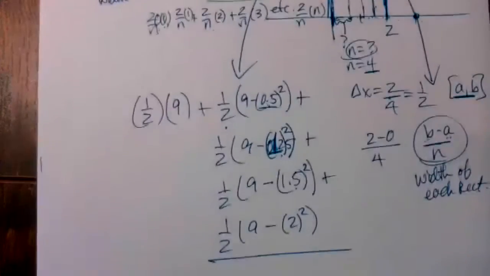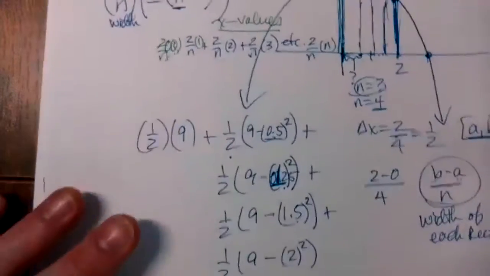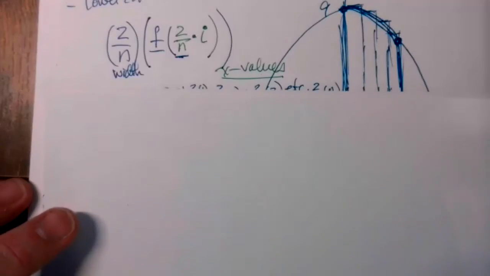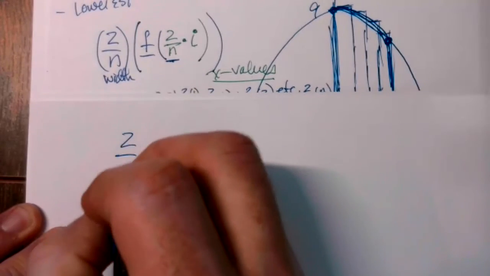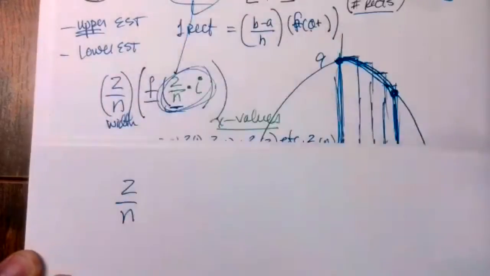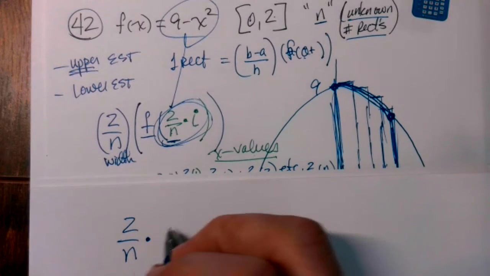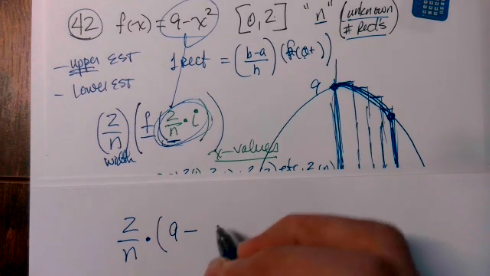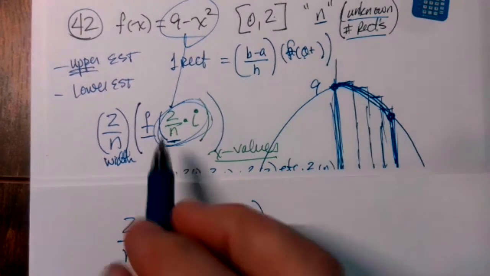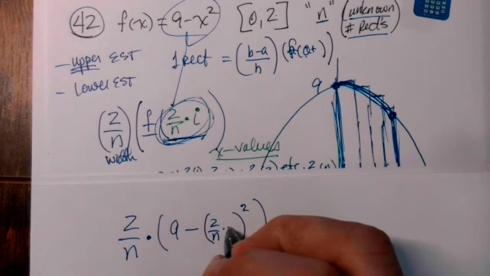All right, so let's do this again, only now I'm going to use the summation notation. I'm going to represent this big time. I have the width of the rectangle, and I'm going to plug this into my original equation. So the width of the rectangle times the height of the rectangle, which is going to be 9 minus x squared. What's x? x is this. So this is going to be 2 over n times I.